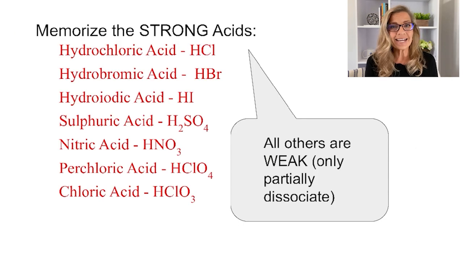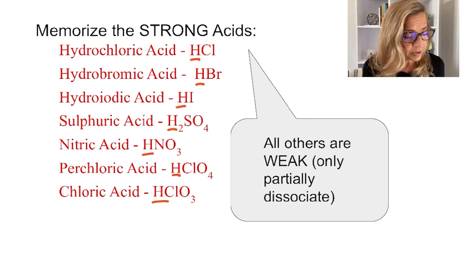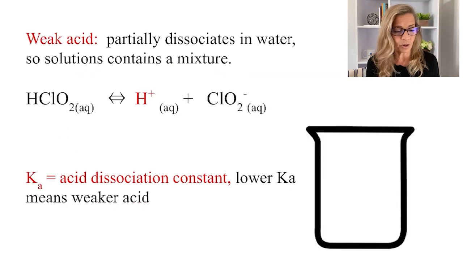Now, the strong acids, the best thing to do is just memorize the strong ones. Here they are. And there's no trick to it, just memorize them. That way, any other acid that you see, you will know it is weak. So here they are, and notice they've all got a big H on the front. Okay, so no trick to it, just memorize the strong ones.